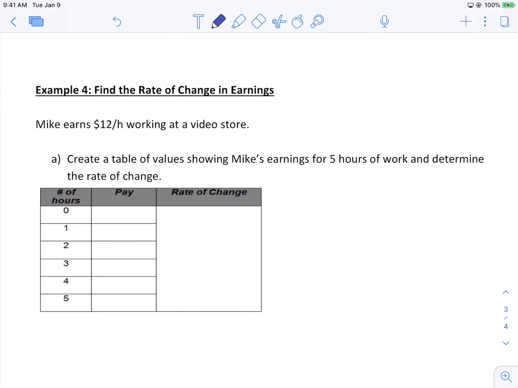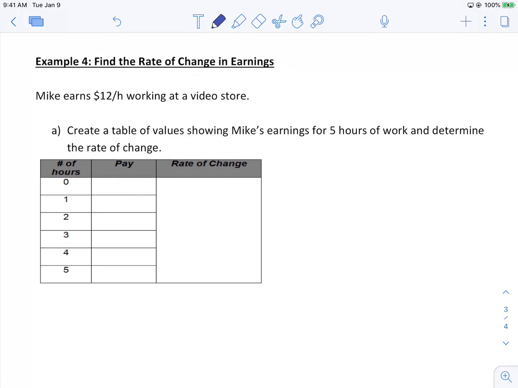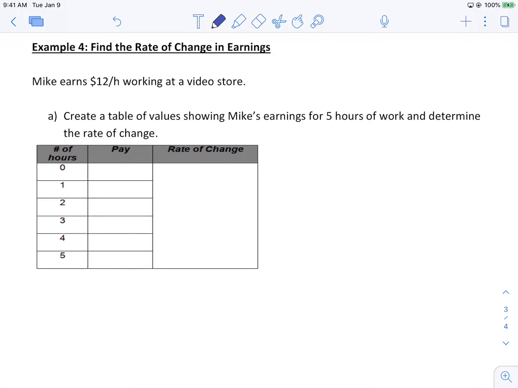Okay, so it says Mike earns $12 an hour working at a video store. Create a table of values for his earnings of work. For that, I always think it's easy to develop an equation. So why don't we try to find an equation, y equals mx plus b. Remember, our m is our slope, it's our rate of change. So how much is Mike earning an hour? Because that's how much his money is going to change. He's earning $12 an hour. That's always going to be our m value.